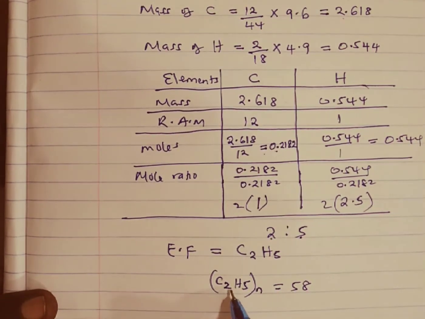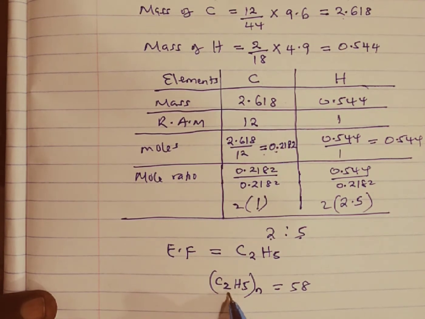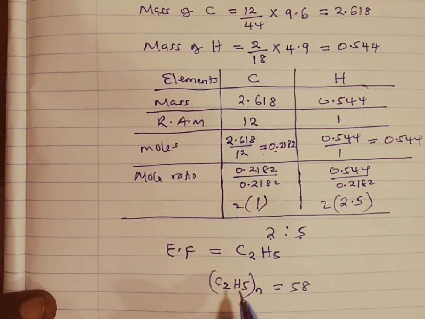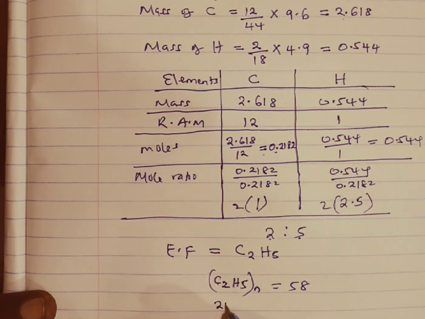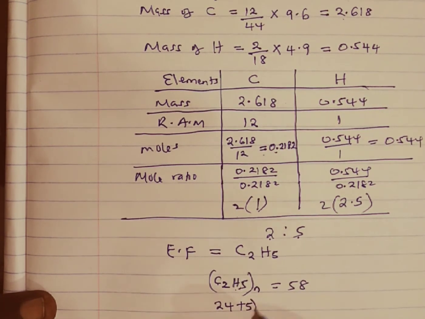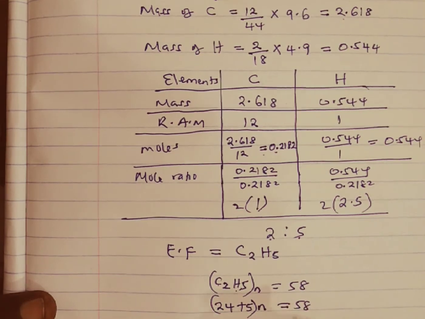From there, we convert the empirical formula into the molecular mass, and in this case, carbon has a relative atomic mass of 12. Since there are 2, we take 12, we multiply by 2, and that gives us 24 plus. Hydrogen has a relative atomic mass of 1. We multiply by 5. This one is going to give us 5. Then multiplied by n, this one will be equal to 58.